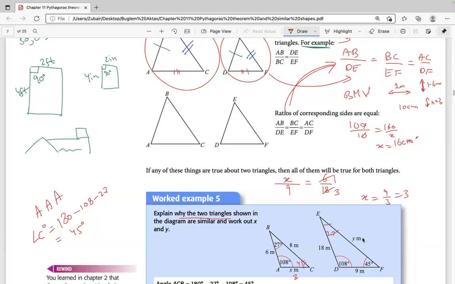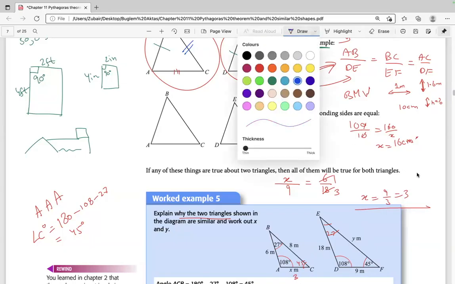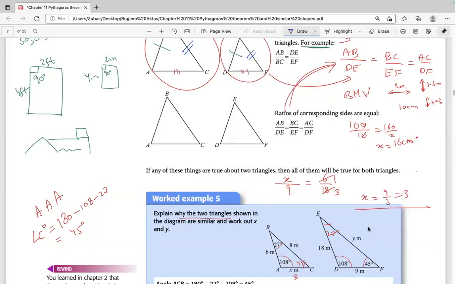Now y should be 3 times more. That is 8, 3 times is 24. But definitely during the exam, we have to show all the working. So I'm going to write it again. 6 by 18 is equal to 8 by y. Cross multiply 8 into 18 by 6. 6 one time, 6 three times, 8 three times is 24 meters.